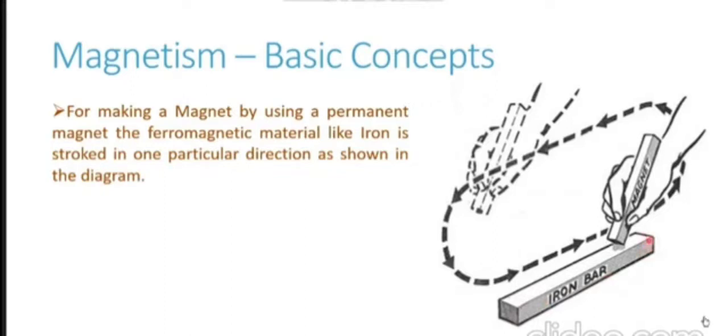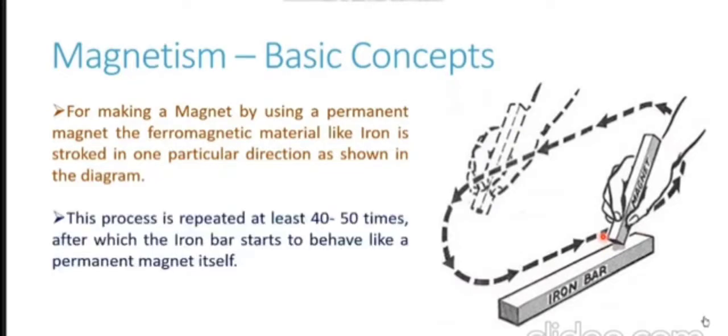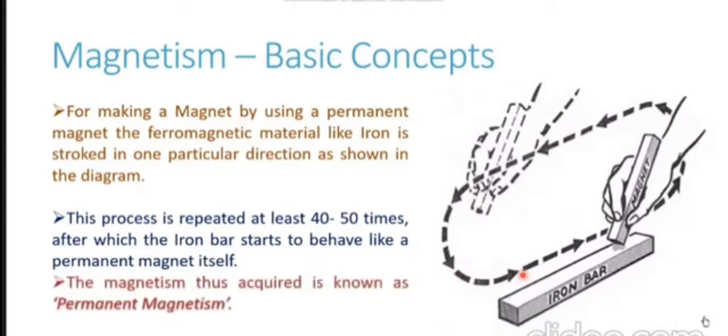So what we do is we get hold of a permanent magnet. You can see the rod which is held in the hand is a permanent magnet, and then we move that permanent magnet in a particular direction. The dotted line with the arrows shows the motion of the permanent magnet, and we are stroking this iron bar in this particular way repeatedly. Once you repeat this process at least 40 to 50 times, the iron bar then starts to behave like a permanent magnet itself, and it starts showing the magnetic properties.